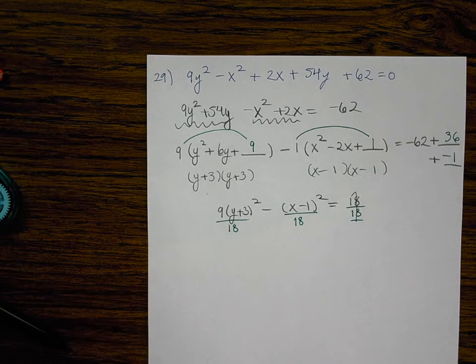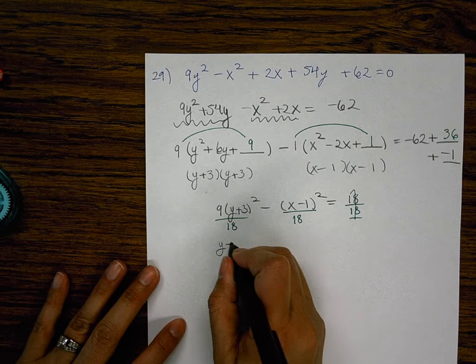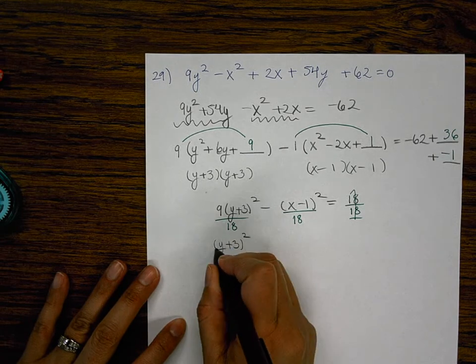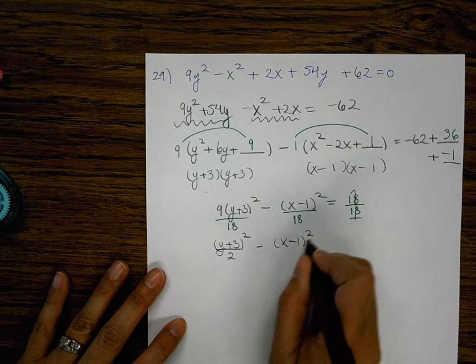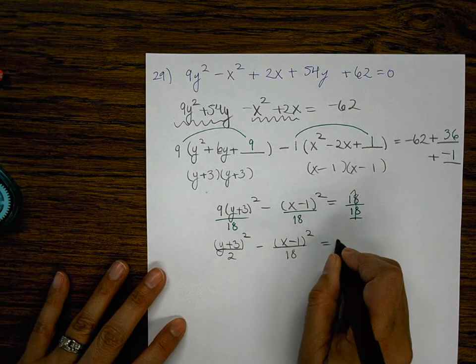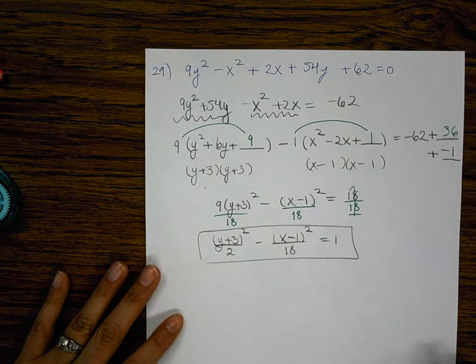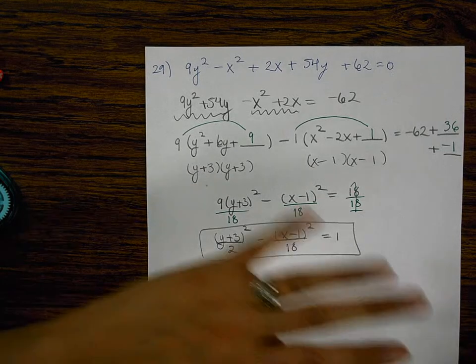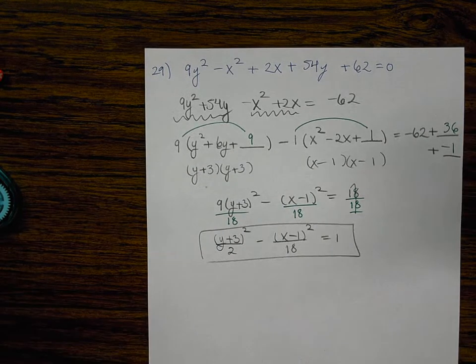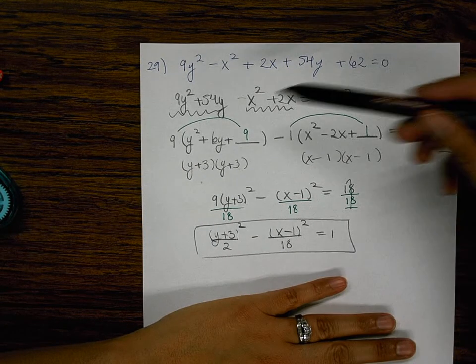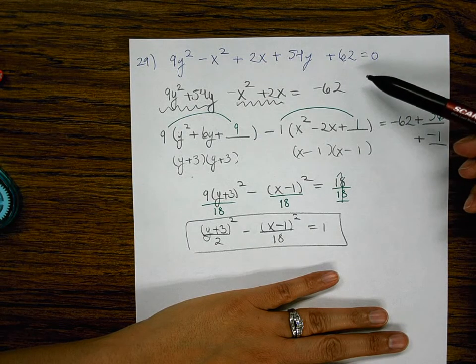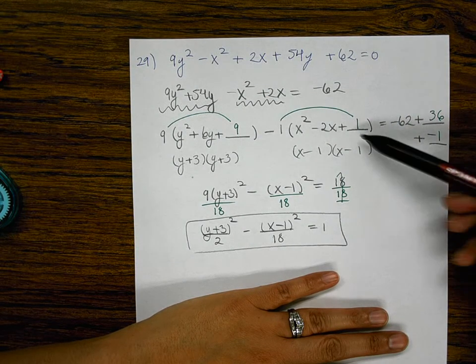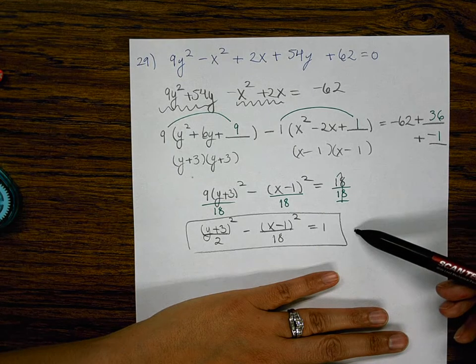And that gives you (y + 3)² over 2 minus (x − 1)² over 18 equals 1. And yes, you will have something like this on the test where you don't have to graph it. We are going to graph it in this problem, but on the test they'll ask you to write the hyperbola in standard form. This would be in your workspace, this would be in your answer column, and you would get full credit if you had something like this done.